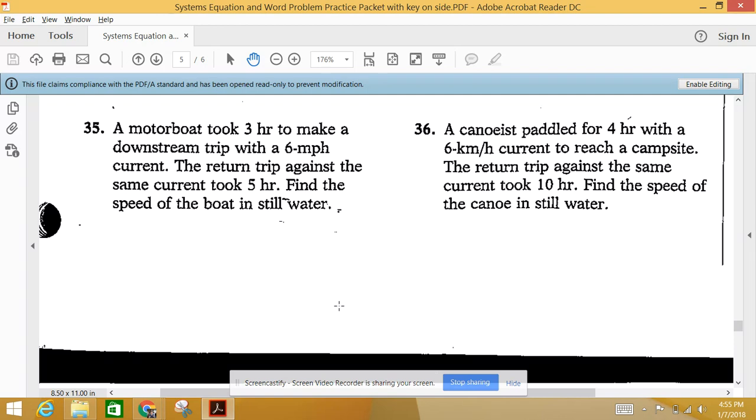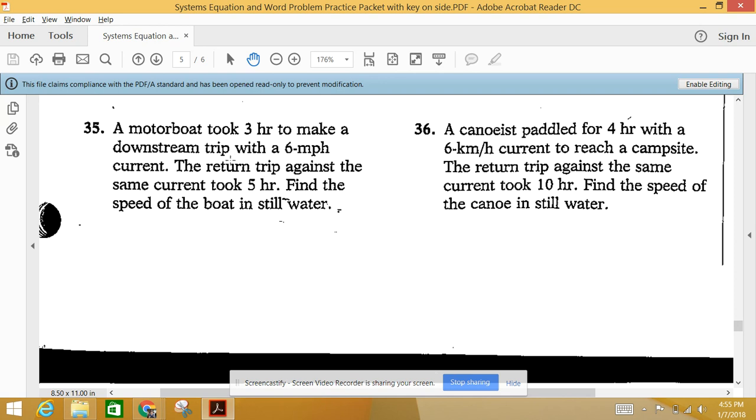Okay, assuming you're back from doing your setup, here is how I would approach this. So we have the motorboat taking 3 hours to go downstream, and it's getting helped by a 6 mile per hour current. It's also taking 5 hours to go upstream against that current. Makes some sense that it would take longer to go upstream than it does to go downstream. We also know that we don't know the distance, and we don't know our still water speed.